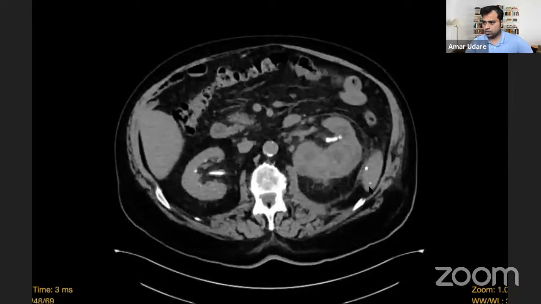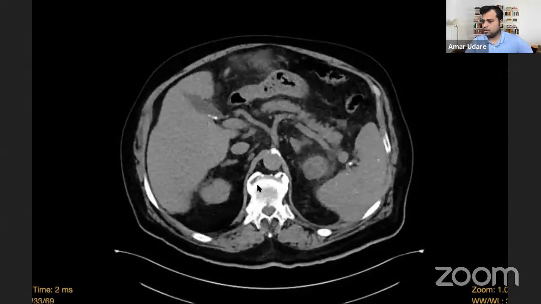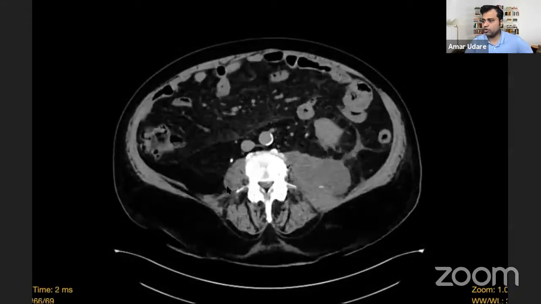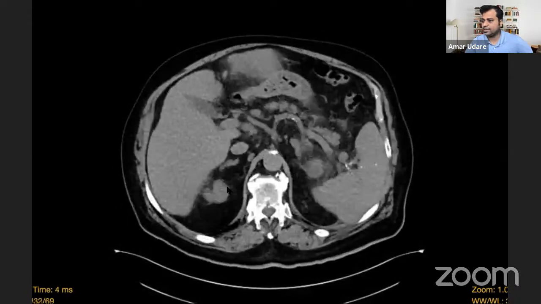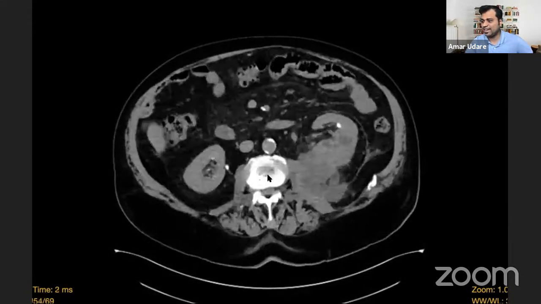I think this is probably a more delayed phase, or what must have happened is that the technician gave a small amount of contrast, which is excreted through the kidneys. So it's kind of a non-contrast study, but there is some contrast in the collecting system.